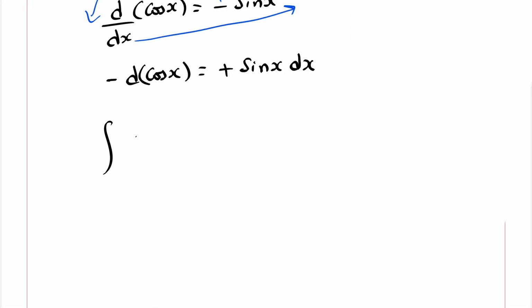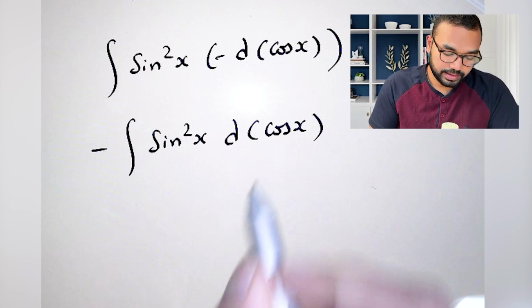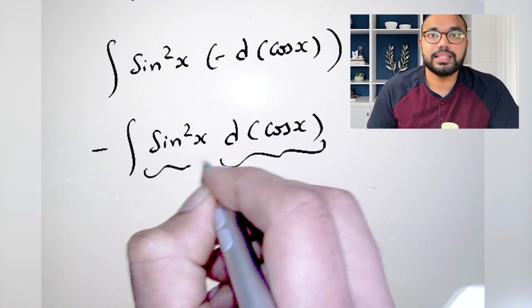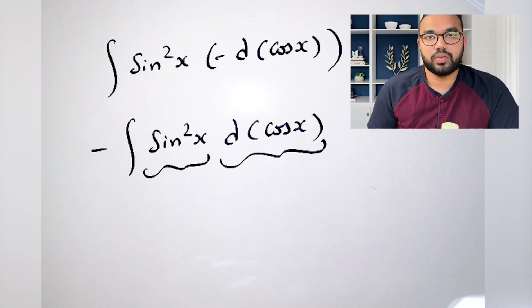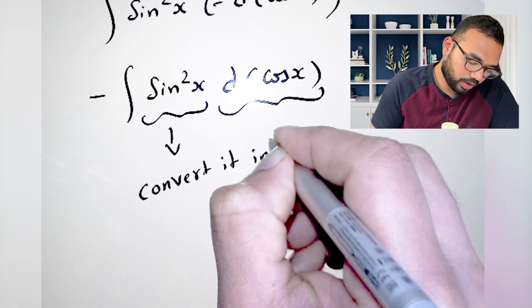Integral of sine square x times minus d of cos x, that is minus integral sine square x d of cos x. So now my differential is d of cos x and the integrand is sine square x. So I need to convert my integrand in terms of the differential. That means I have to convert sine square x in terms of cosine. So convert it into cos.